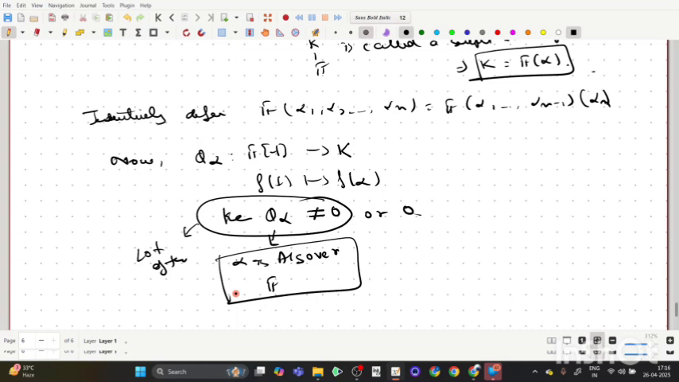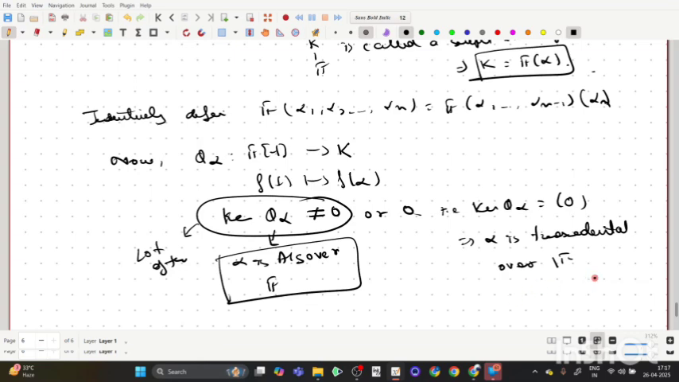But what if the kernel is zero? What do you conclude in that case? If the kernel of phi_alpha is zero, that means that there exists no non-zero polynomial over F whose root is alpha. That means alpha is transcendental. So this is also a tool to check transcendental or algebraic nature of an element. So alpha is transcendental over F.